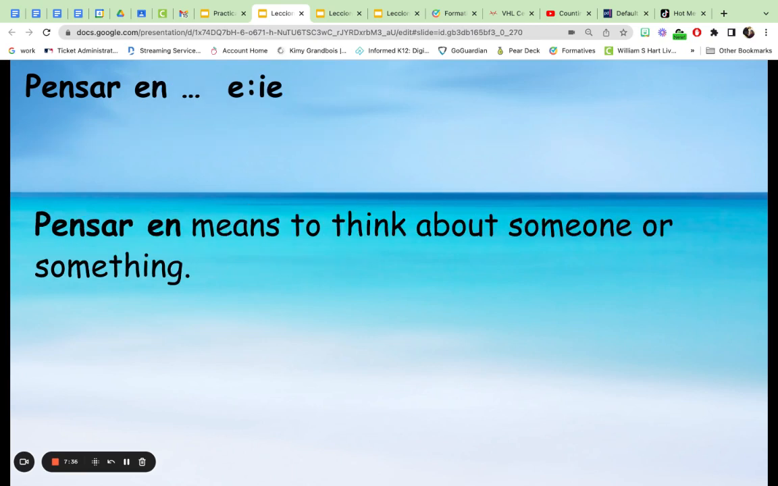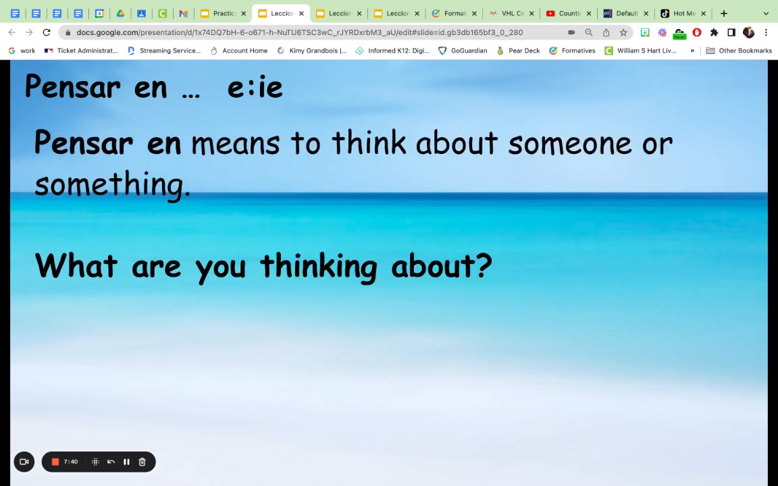Pensar en means to think about someone or something. What are you thinking about? Now remember, about is a preposition, and in Spanish you can't have the preposition at the end of a sentence or a question. You have to have it in the beginning. ¿En qué piensas?